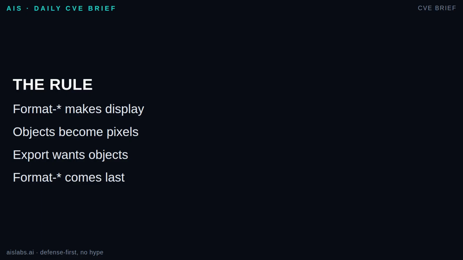Format-Table does not make a better object. It creates formatting records that tell the host how to paint columns on the screen. That is why Format-Table output can look perfect while the next command receives junk for automation purposes. Export-Csv wants raw objects so it can inspect properties and turn them into comma-separated values. ConvertTo-Json wants raw objects so it can serialize properties into JavaScript Object Notation. If another command needs to consume the result, do not format it first.